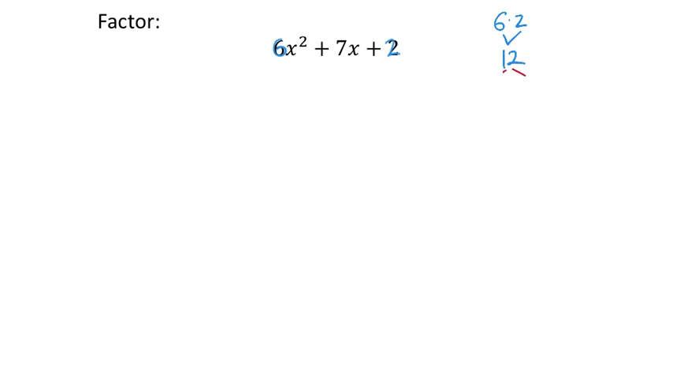So I say, well, okay, let's see. 1 and 12 is 13. That doesn't work. 2 and 6, close. It's 8, but still doesn't work. It has to be exact. All right, 3 and 4, we found it. And again, if this was like a negative 7, then both these would have to be negative. Just keep that in mind.